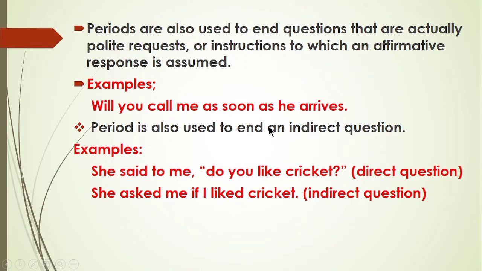Period is also used to end indirect questions. Now we have two types of questions: direct question and indirect question. For example, she said to me, "Do you like cricket?" Now it's a direct question and it is enclosed in inverted commas. You can see that. Therefore, we have put a question mark here.